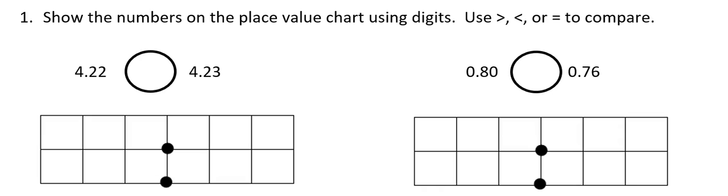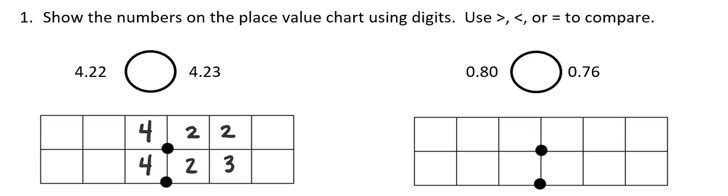The first numbers I have are 4 and 22 hundredths and 4 and 23 hundredths. So I'll write those on the place value chart. I'll start by writing each number on the place value chart. So I have 4 and 22 hundredths, and then I have 4 and 23 hundredths. When I compare numbers, I always start with the digits to the furthest left.